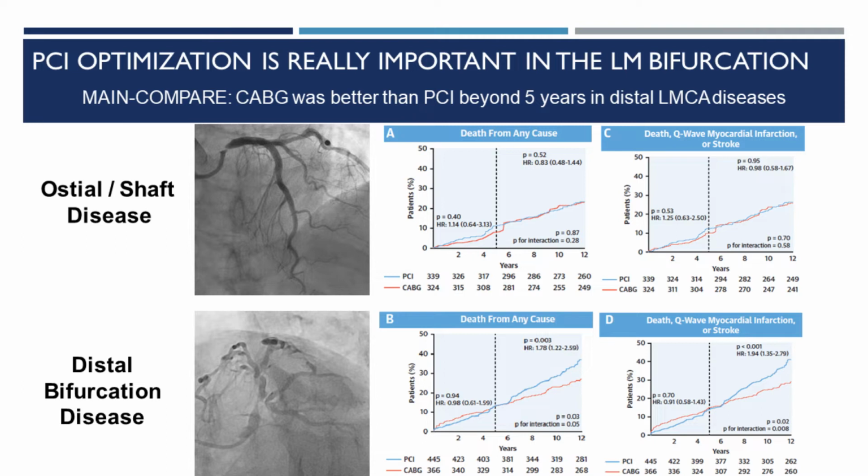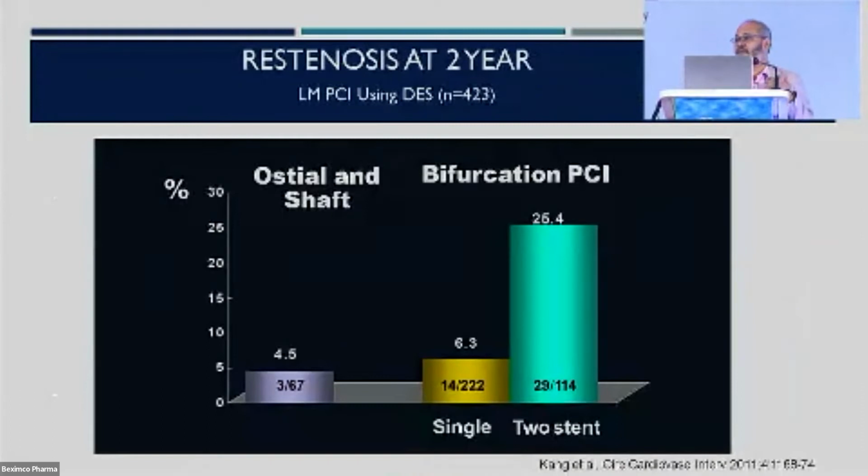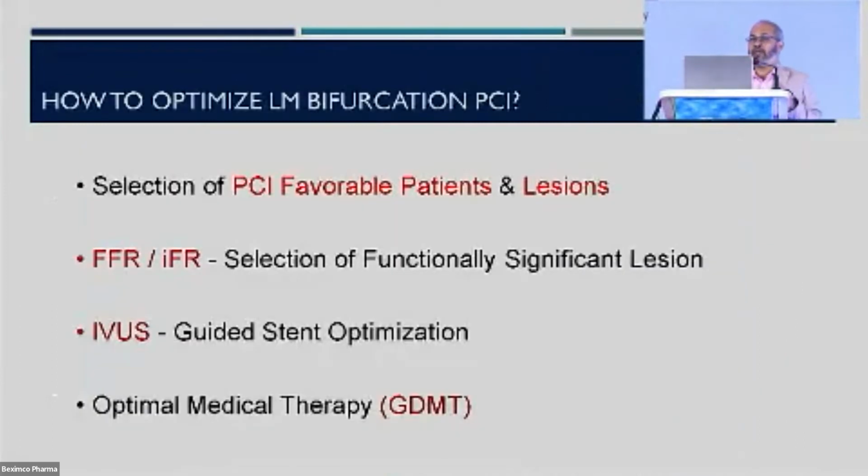If you go for IVUS-guided PCI, that will give a better result in comparison to naked eye assessment of anatomy. If you go for a single stent strategy, the chance of restenosis at the end of 2 years is around 6%. If you go for 2 stents, it is around 25%. That is quite a big number for the restenosis rate. So our target is how to optimize bifurcation PCI. Number one, selection of PCI-favorable patient and lesion. Number two, FFR or iFR to select functionally significant lesions. Then IVUS-guided stent optimization, on top of guideline-directed medical therapy.